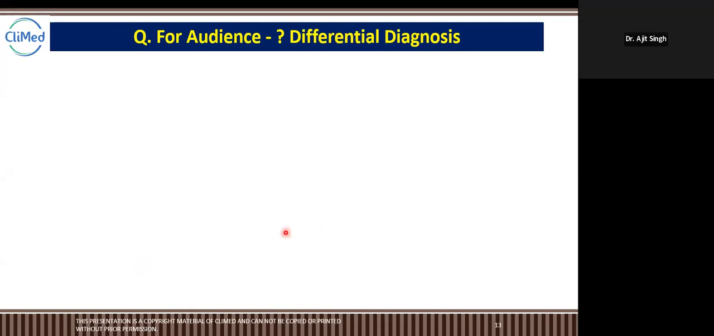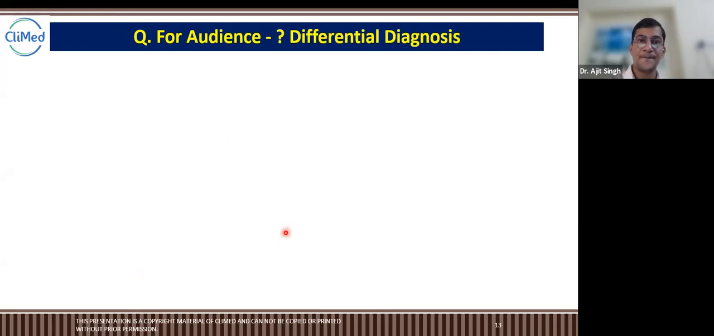Now, this is the best question, and I love this question always. What could be the differential diagnosis here? And before going to the differential diagnosis, who can tell me what is the differential diagnosis mean? Differential diagnosis usually means the underlying causes, like it can be kind of subjective.